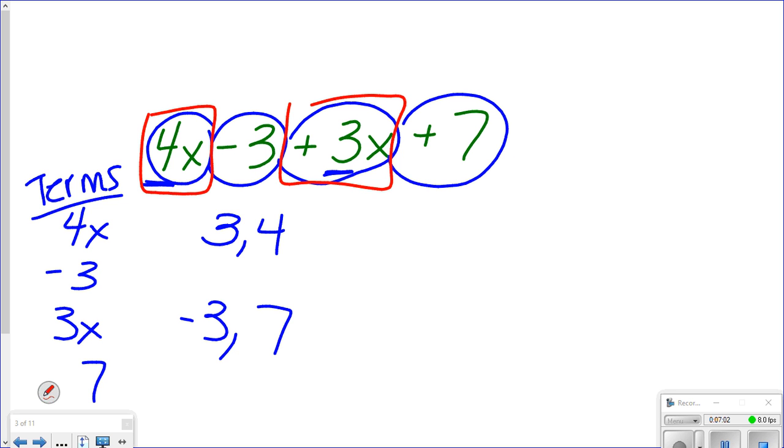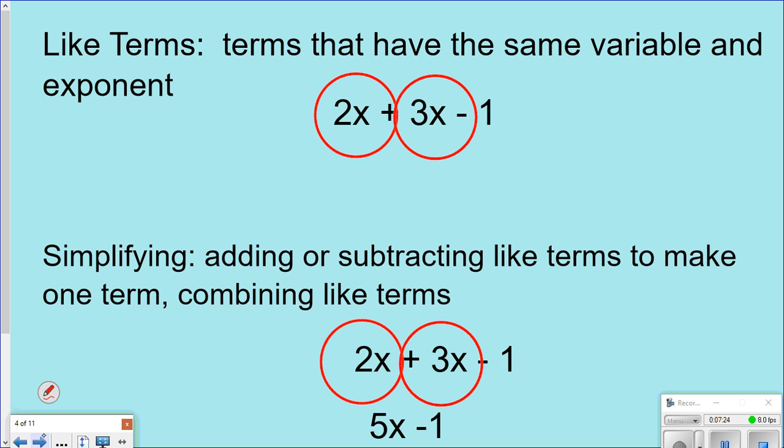There's another set of like terms up here. What are they? Somebody I haven't heard from today. Sorry. Jake. Yep, these are like terms. What can you do with like terms? Kate? Add. Yes, you can put them together. You are right. Definition of like terms: terms that have the same variable or exponent. We're not going to deal with exponents today. So like terms are terms that have the same variable. Or they can be constants too, because you can also put those together.